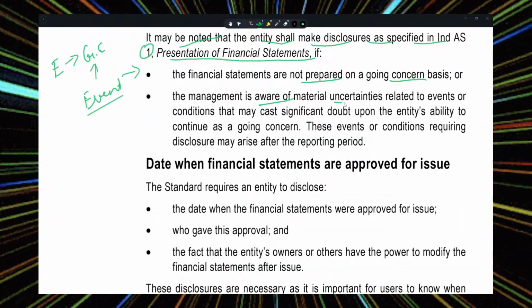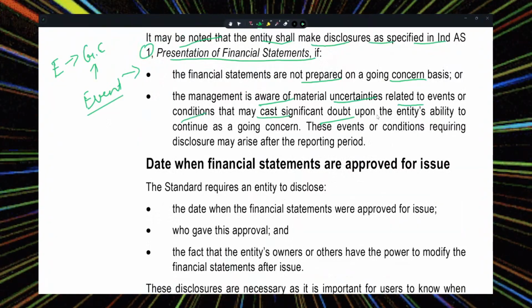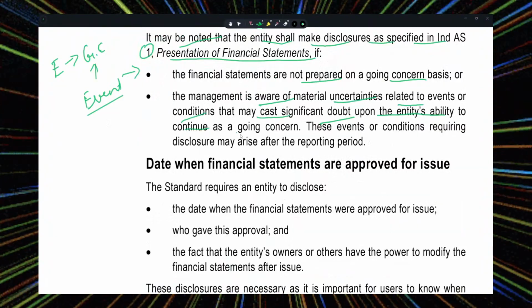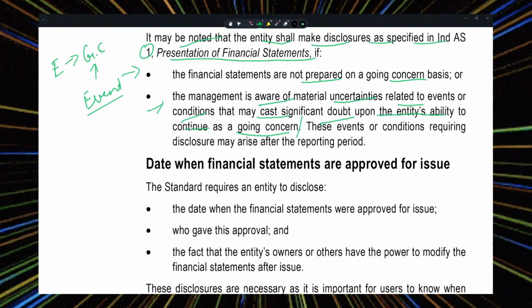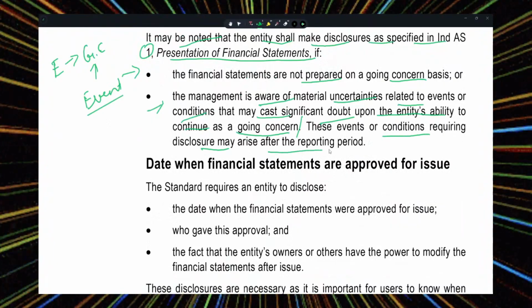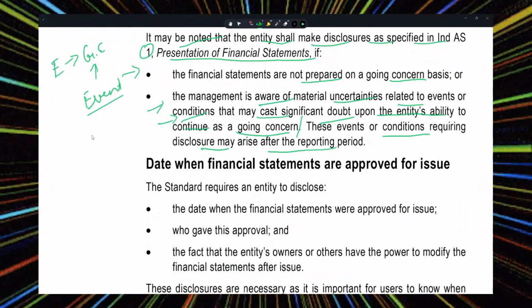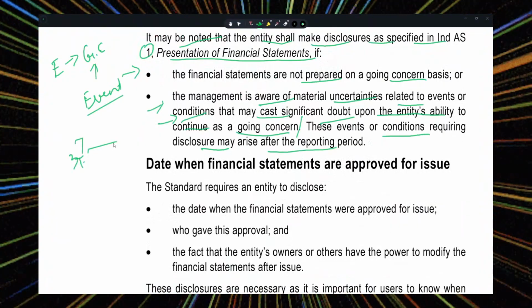Management is aware of material uncertainties relating to events or conditions that may cast significant doubt upon the entity's ability to continue as a going concern. So some management may think there will be a problem. What problems do we need to see? Events and conditions requiring disclosure may arise after a reporting period. Usually, from 31st March to that date, it may happen. We should be very careful.